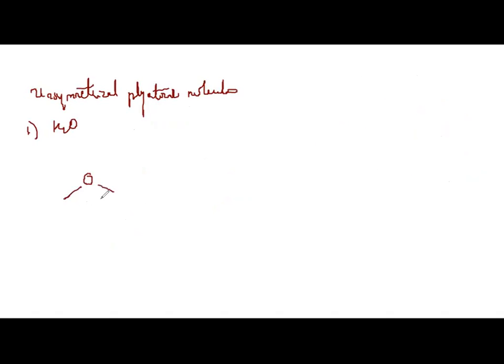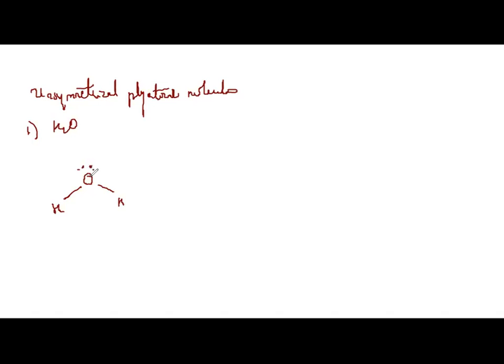Now, what if I consider unsymmetrical polyatomic molecules? Okay, let us consider a simple example, water. Okay, I can write water like this. Yes, don't forget oxygen is having 2 lone pairs.